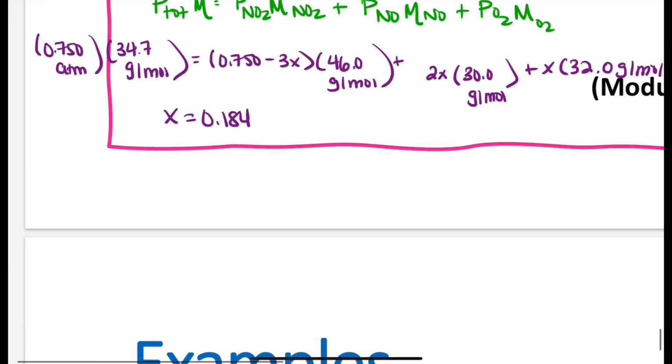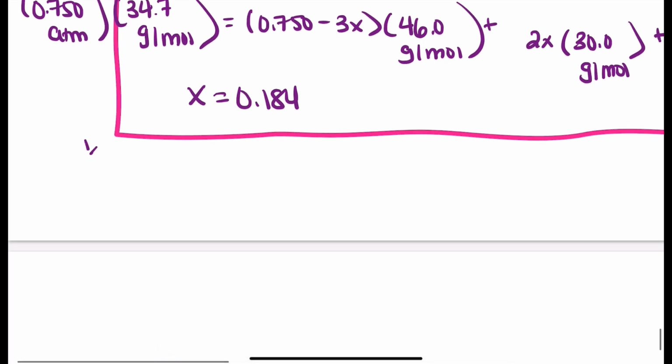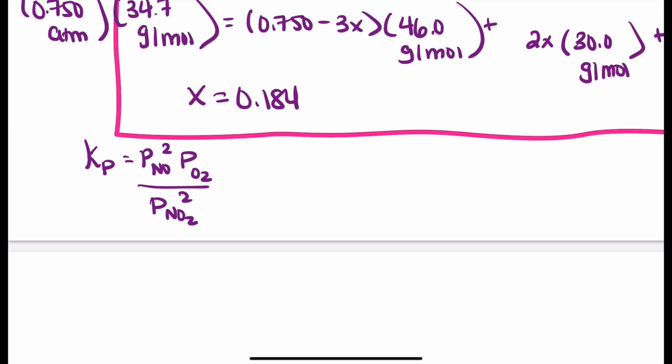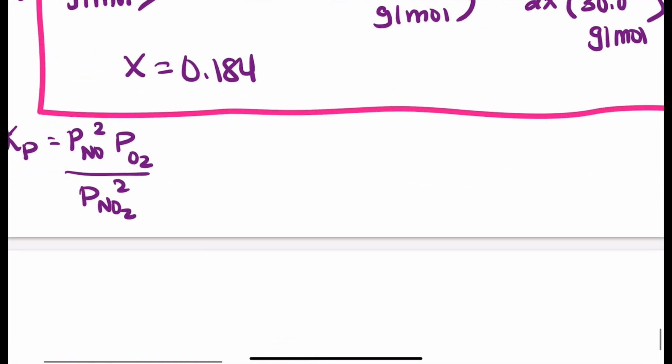Now that I've done this through pressure, I can solve for Kp. Kp is the partial pressure of NO squared times the partial pressure of O2, because those are my products, divided by the partial pressure of NO2 squared. If you're unsure, go back and look at the original equation, okay? I just need space to write.